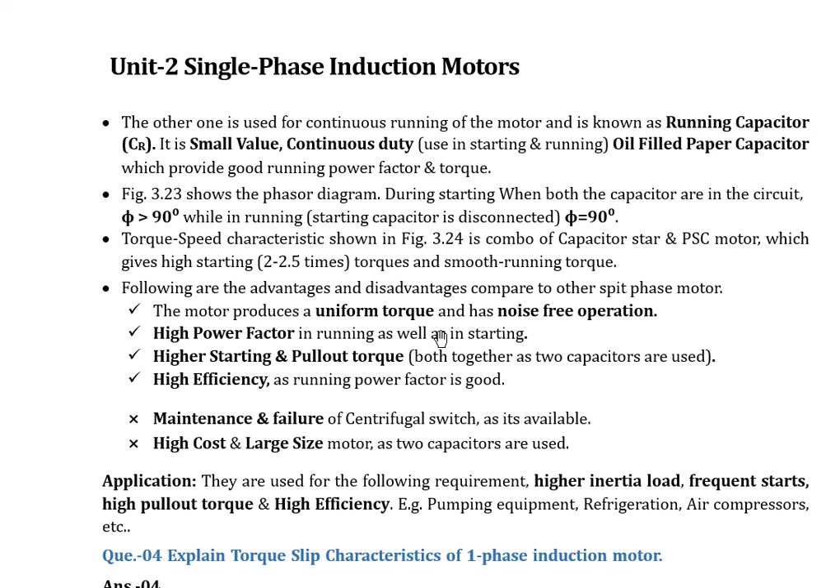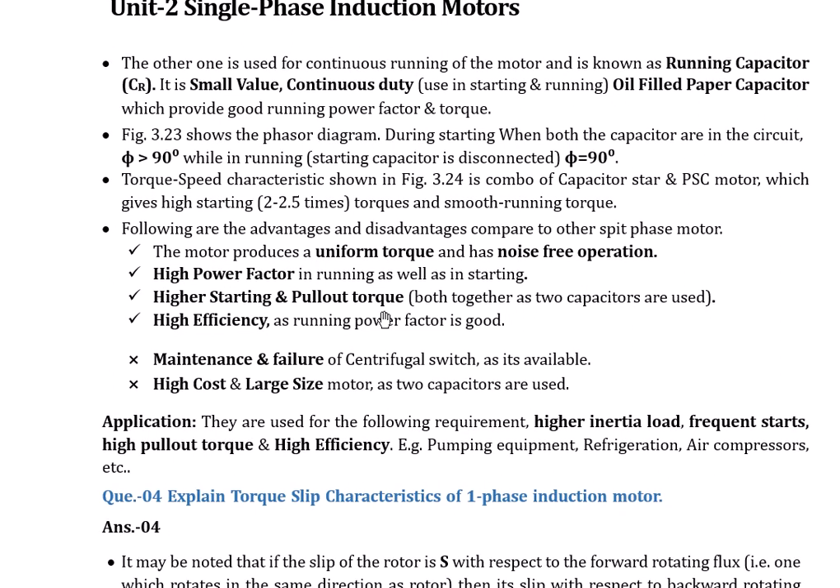The other one is used for continuous running, and it is the running capacitor. Its value is small and it is continuous duty, so we use an oil filled paper capacitor, which provides good running power factor and torque. Okay, so during starting, when both capacitors are in the circuit, we get a phase angle above 90 degrees, while in running we get 90 degrees. So the torque and speed characteristics are very good compared to the previous motor, and the following are the advantages.